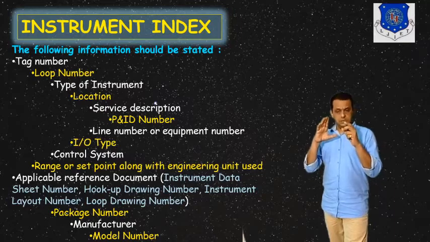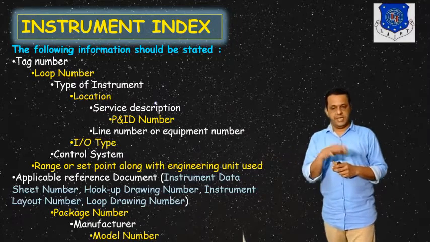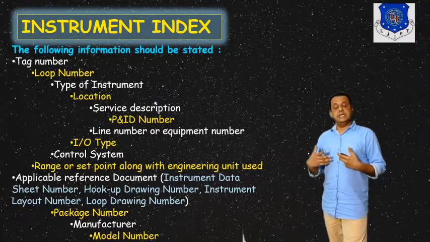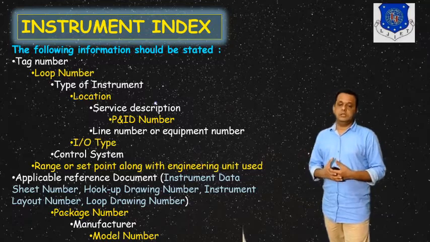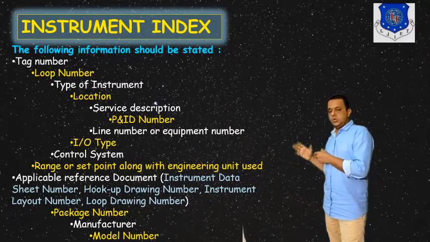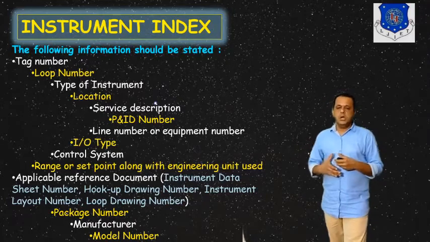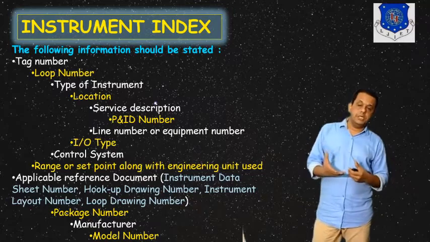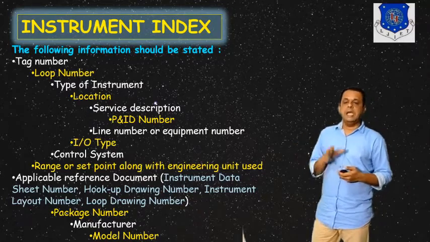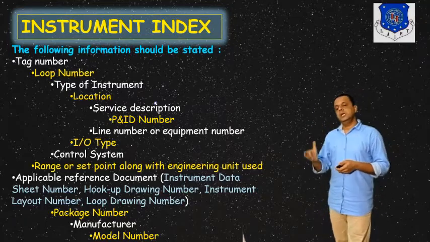Then the I/O type, whether it is an input type instrument or we are taking a readout. Control systems, the range and set point, and the engineering unit used. Then applicable reference documents, like the instrument data sheet or hookup drawing number, or instrument layout number, loop drawing number, etc. Then package number, manufacturer and model number of that instrument. So this entire index is to be provided to the operator.